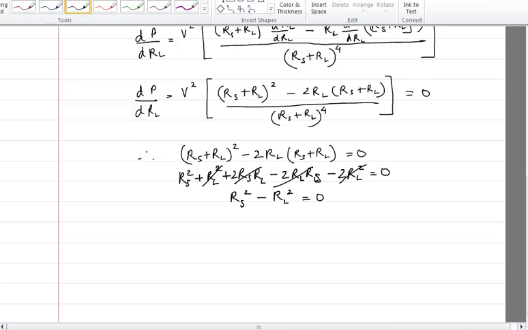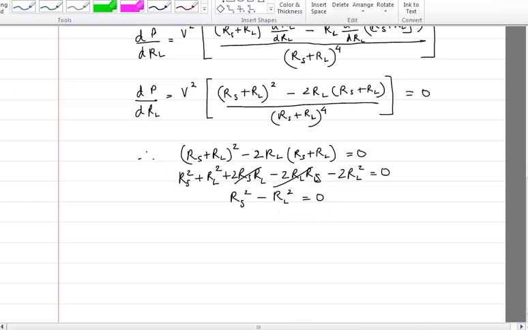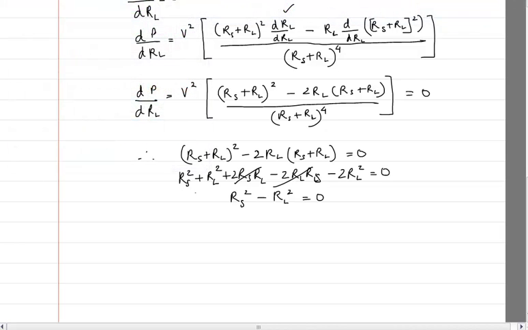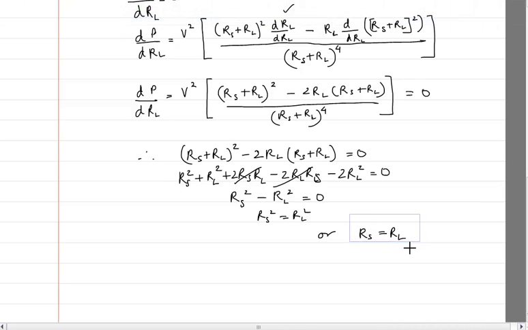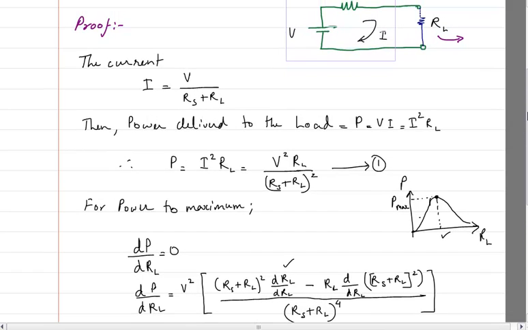So I will not cancel it further. It's very simple now, from which I can very clearly say that RS square should be equal to RL square, or RS should be equal to RL. This is the simple proof that the source resistance should be equal to the load resistance for maximum power transfer.